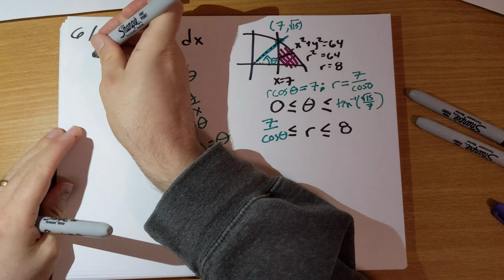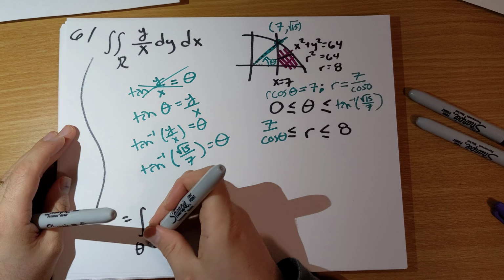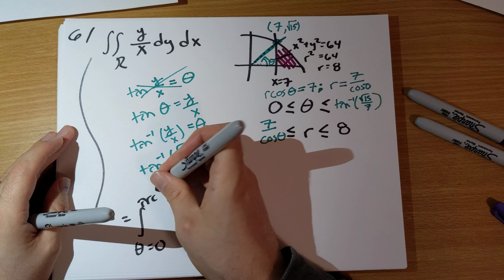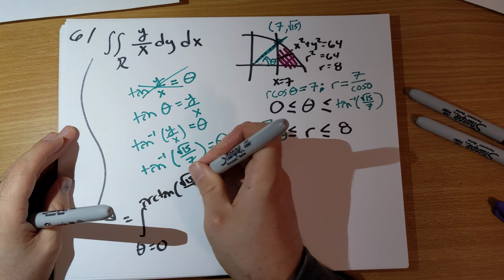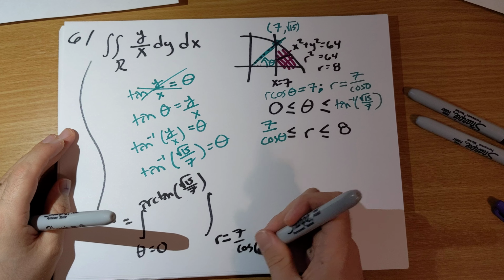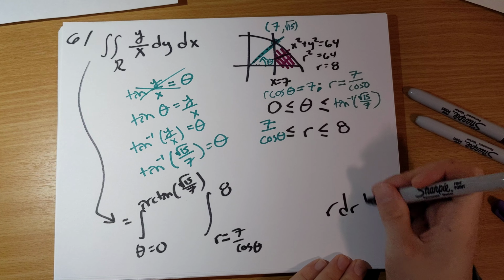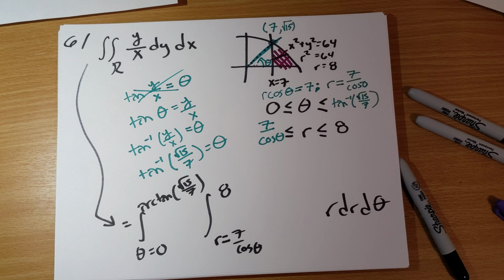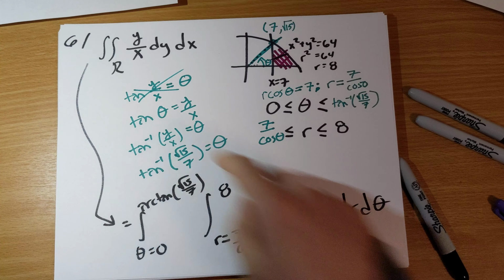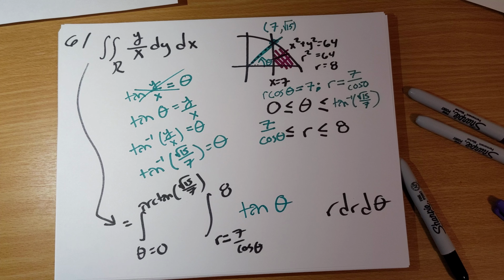So then for our final answer, this is equal to theta runs from 0 to arctangent of square root 15 over 7, r runs from 7 over cosine theta to 8, r dr d theta. And then the last thing we have to do is convert y over x here. But we can see here y over x is tangent theta. And so this is our final answer for converting this integral to polar coordinates.